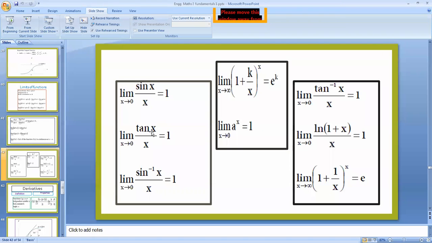Anybody has the derivative of tan x? कोण सांगू शकतं का? Tan x चा derivative काय आहे रे? What is the derivative of tan x? I am just discussing with you the things you have studied in 12th standard. Sec square x. Yes, of course. Sec square x.